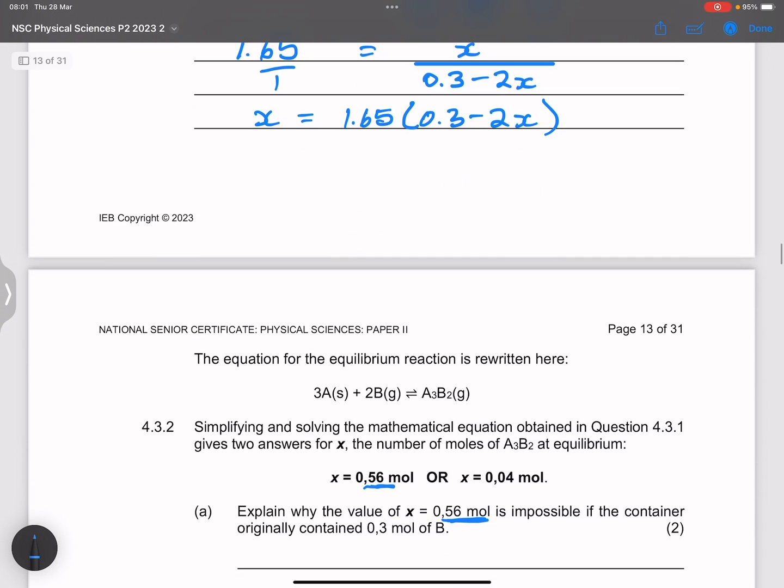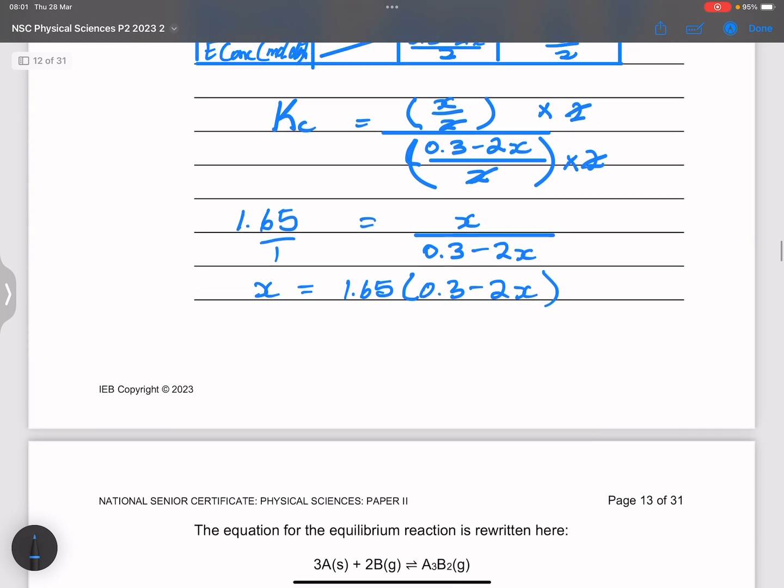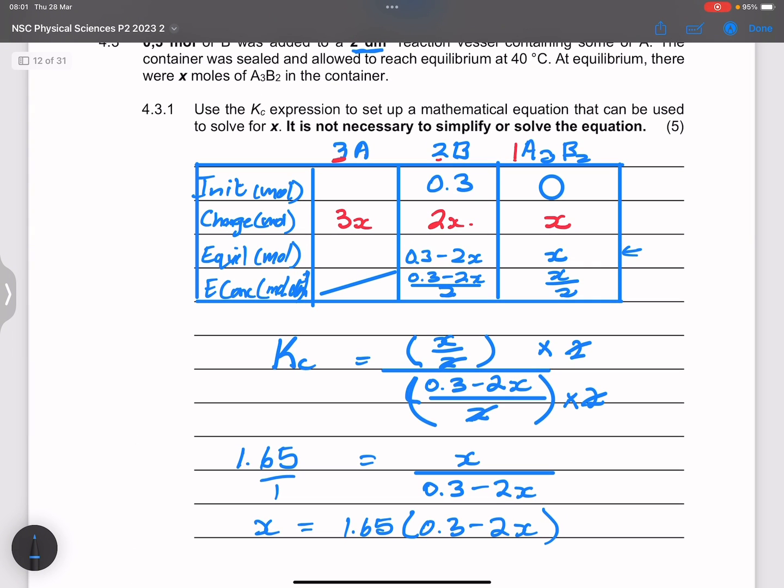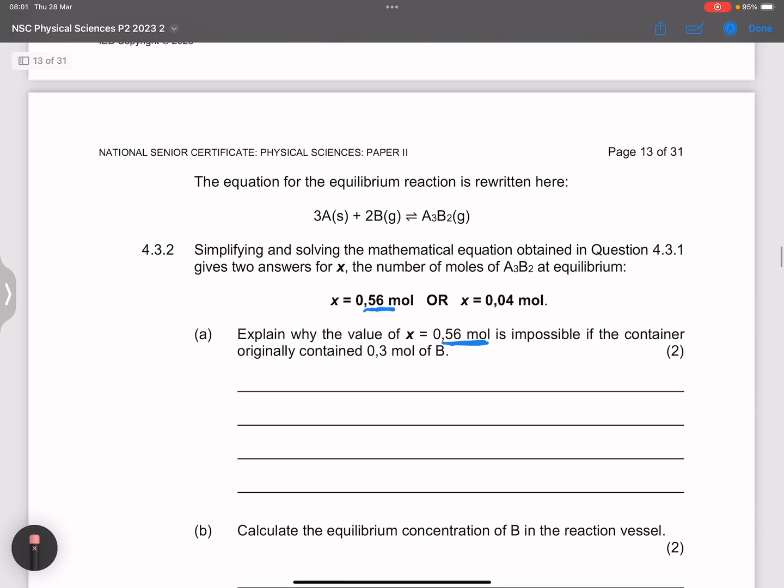Now, if we get 0.56, I want you to please note, in this case, if x is 0.56, in fact, if we go to this amount here, now look at the amount of B. It means that you'd have 0.3 minus 2 times 0.56, which gives you a negative value. So what is it trying to tell you? It's actually telling you that you've got more B at equilibrium than you did when you started. So in that case, that would be impossible, right? So they say explain why it is impossible.